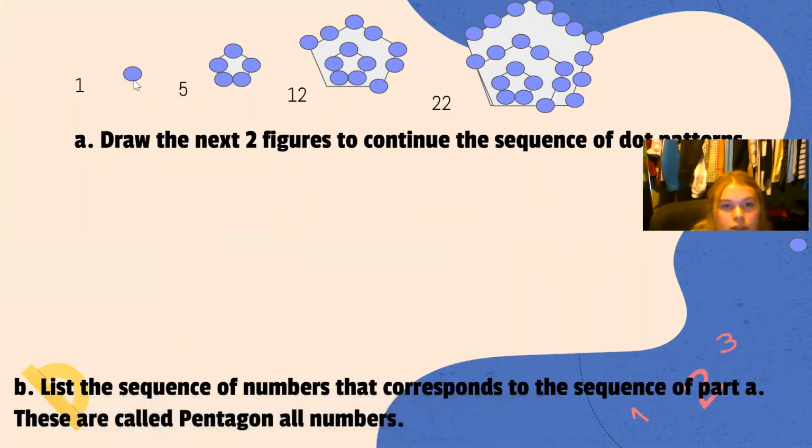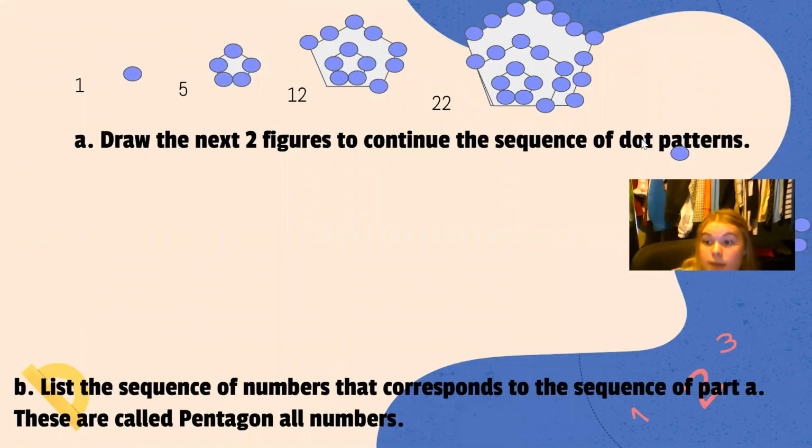Okay, so here's our diagram up top. Part A says draw the next 2 figures to continue the sequence of dot patterns in the box. Well, before we can draw the dot patterns, we have to establish a pattern first. So let's configure what is going on here for this pattern.